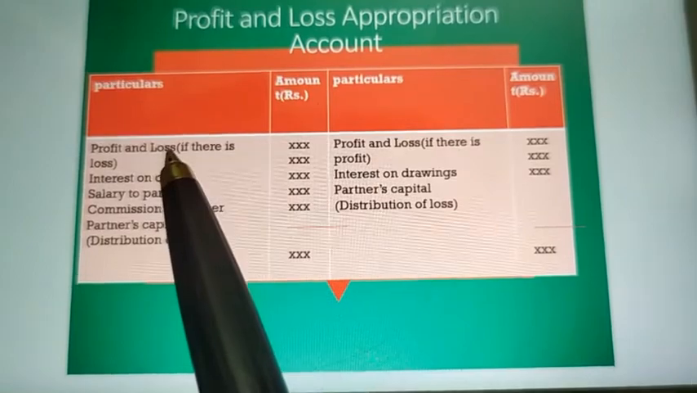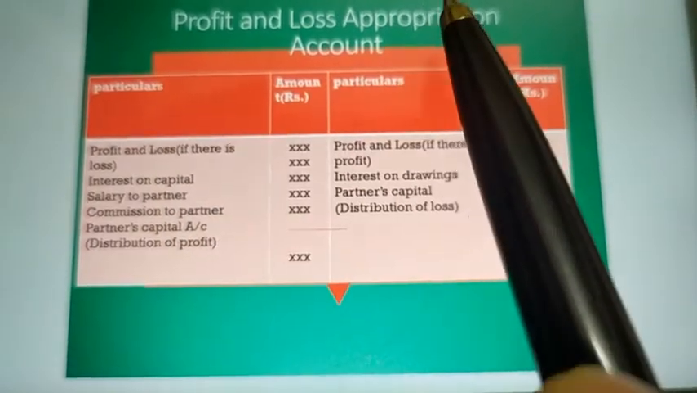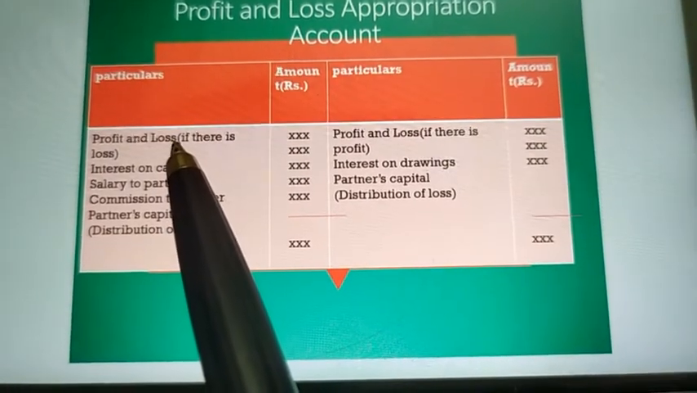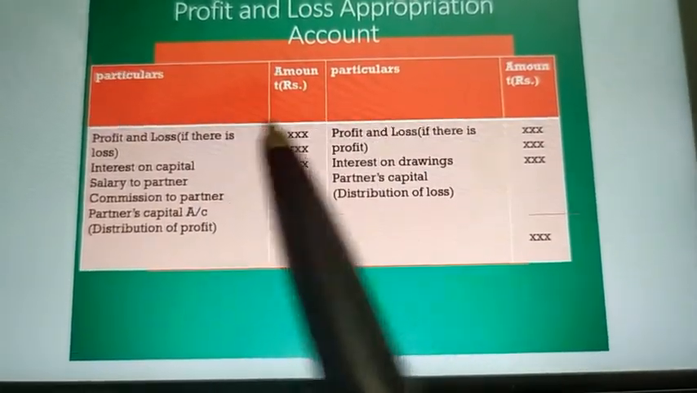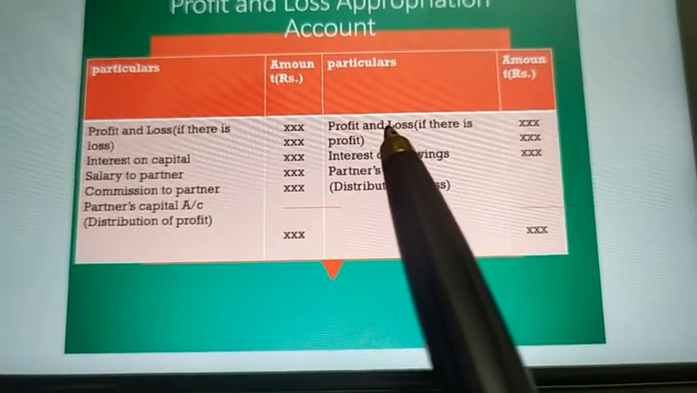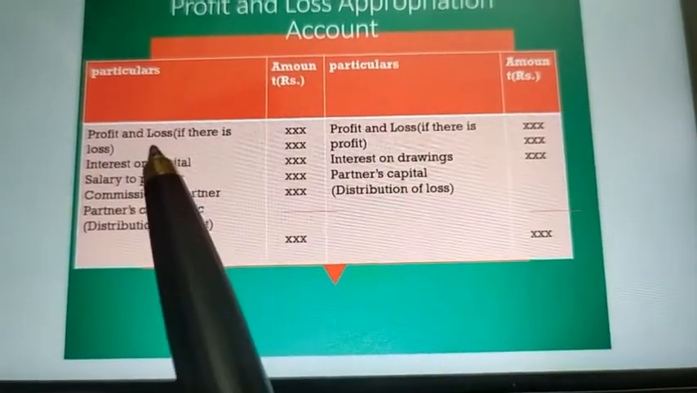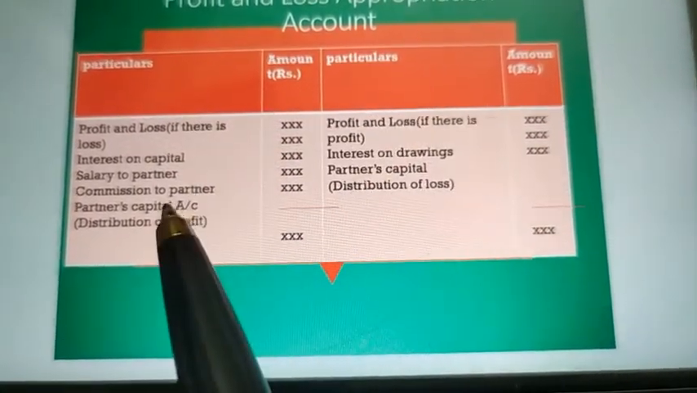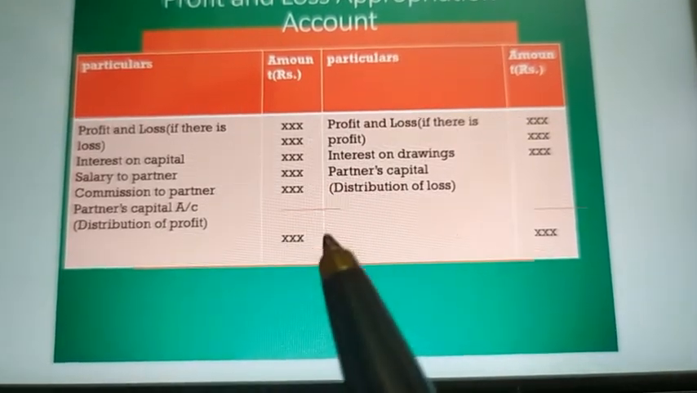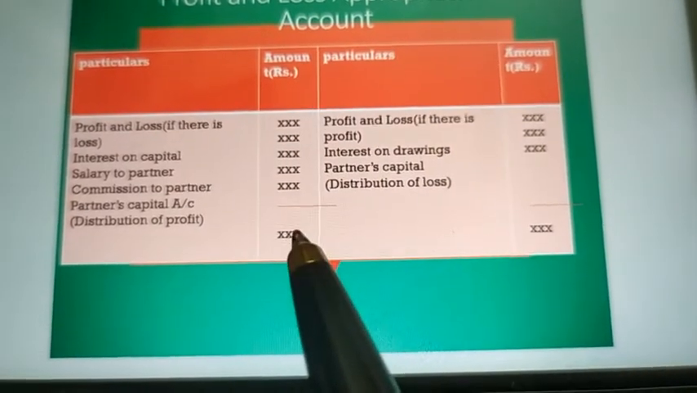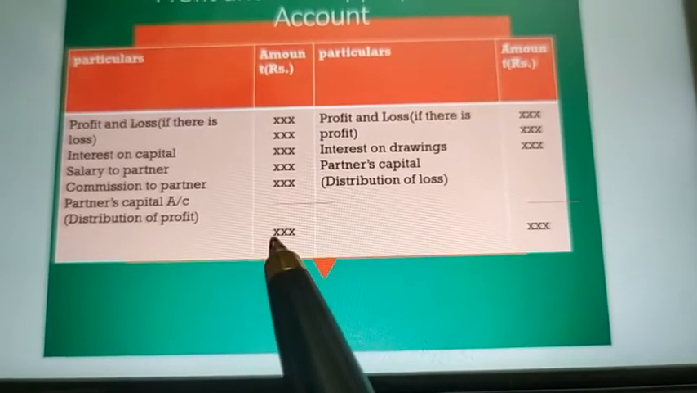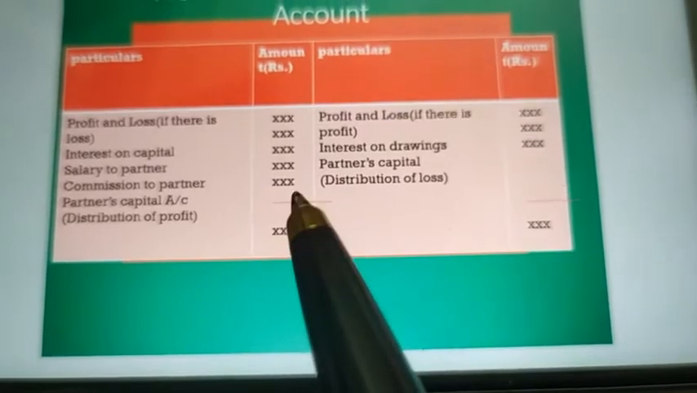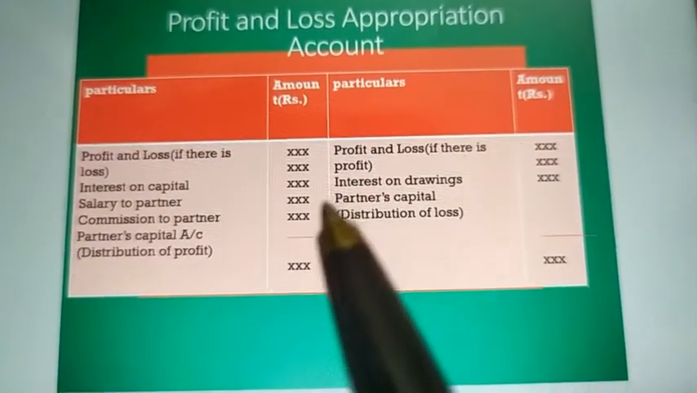If the profit and loss account has a net loss, the net loss from the P&L account will be brought down here. It will be transferred here if there is a loss. Both of these may not come together. Either of them will come, either the profit from the profit and loss account or the loss from the profit and loss account. Once all these have been entered, the account will be balanced, and whatever the balancing figure is, that profit has to be distributed among the partners in their profit sharing ratio.